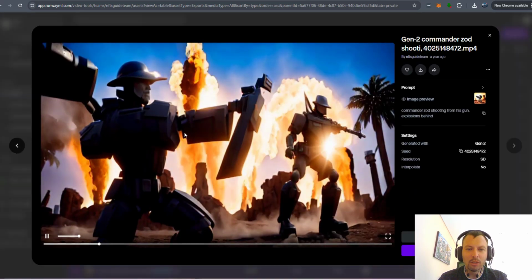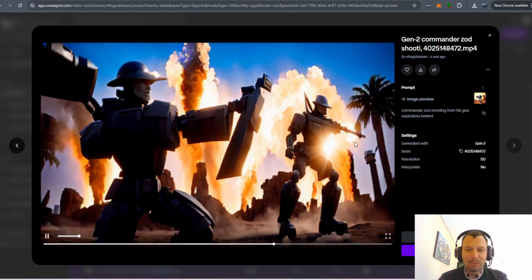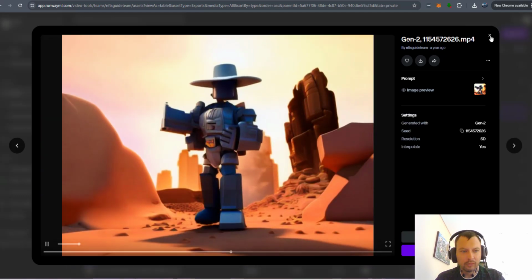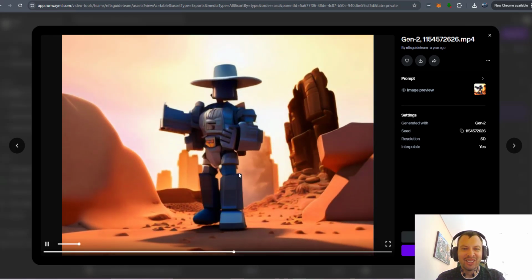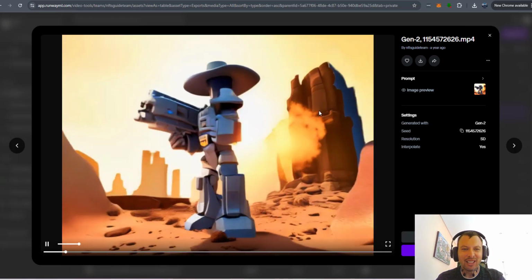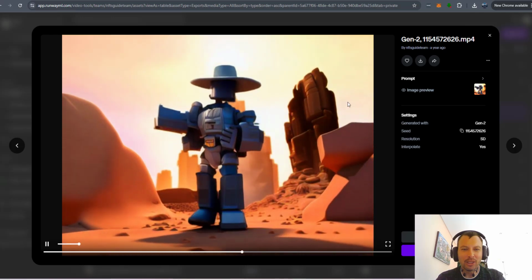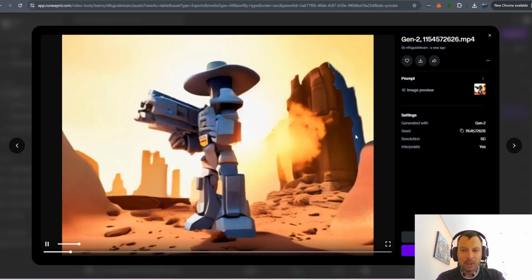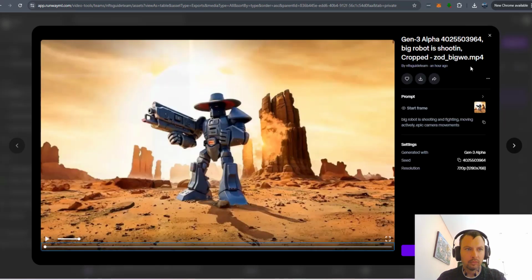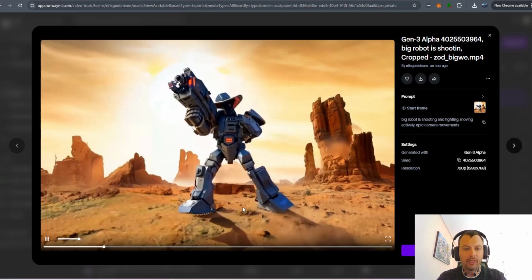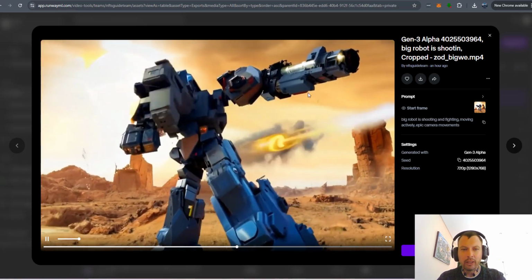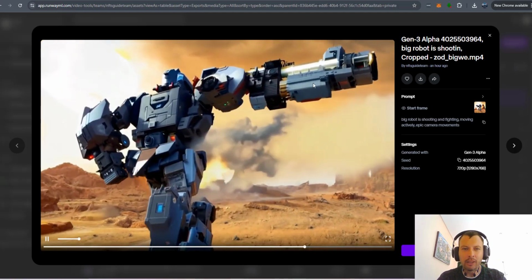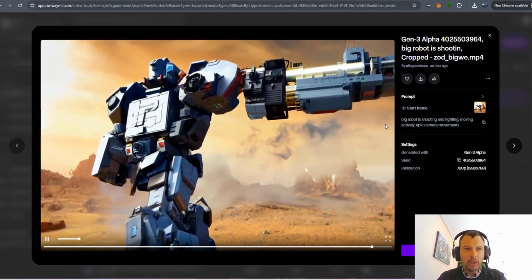Then we have Gen 2. Again, complete nonsense. So this is animation of Gen 2. Look at this. Lego army. Completely unusable crap. And that was just a year ago. And now Gen 3. You can see some slight improvements, but unfortunately Runway is still far from the quality of other generators.